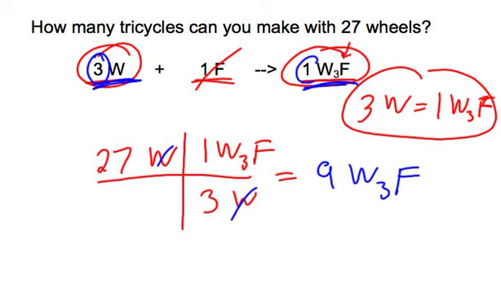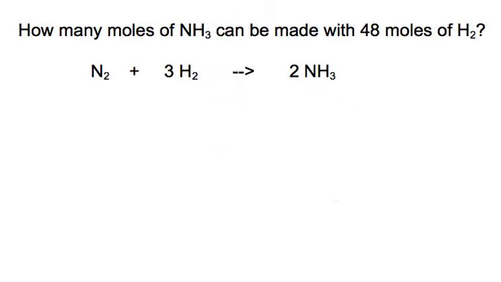They might say, well, don't you also need 9 frames to make these tricycles? And yes, we do. That's usually understood. We have 27 wheels, and we make the assumption that there's plenty of frames available to make these tricycles. Now back to the application of chemistry. Here's a problem. They want to know how many moles of NH3 can I make with 48 moles of hydrogen.